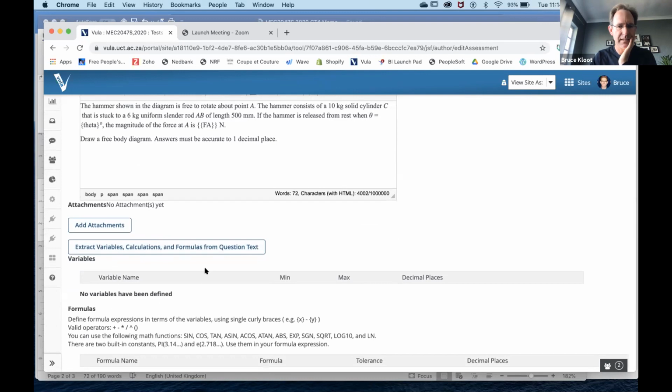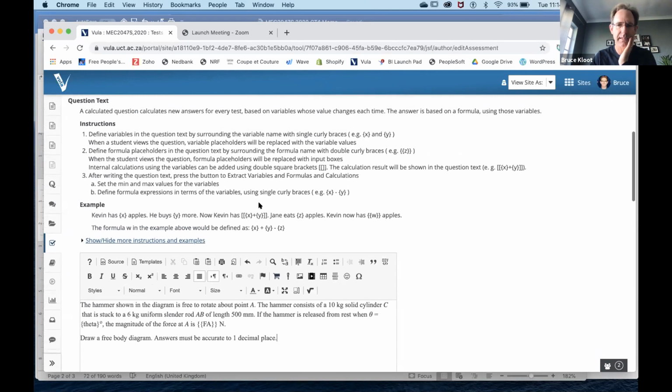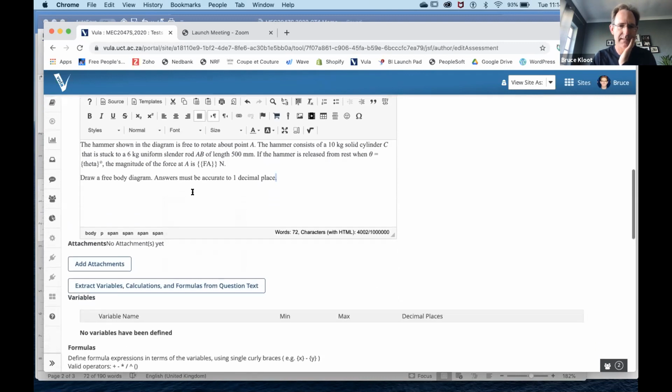And there's a button here. You can see there's a lot of explanatory text here, and it's pretty straightforward. You'll see it explains about the single curly brackets. It explains about the double curly brackets there. And so that's what I've done. Just one variable, single curly brackets. There's the double curly brackets. That's the answer I'm looking for.